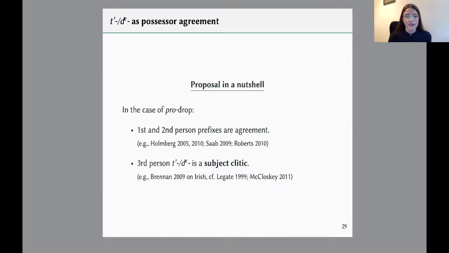So this has been proposed, for example, by Brennan for Irish. This is not necessarily a canonical analysis, and I'm also not necessarily endorsing it because Irish is quite different from Washoe. But this has been proposed, for example, to explain complementarity between overtness of a pronoun and possessor agreement in other languages.